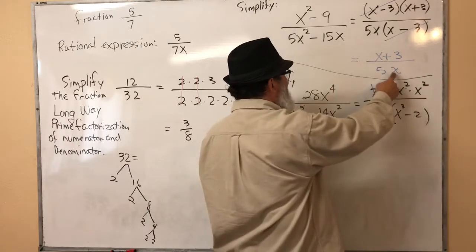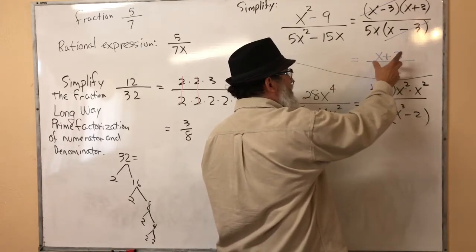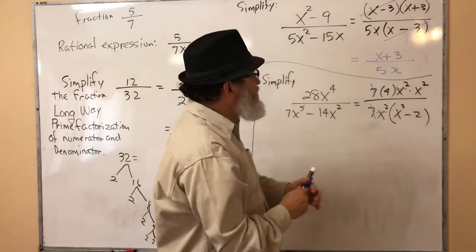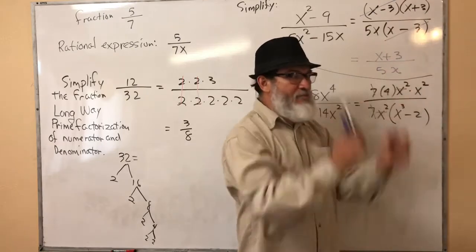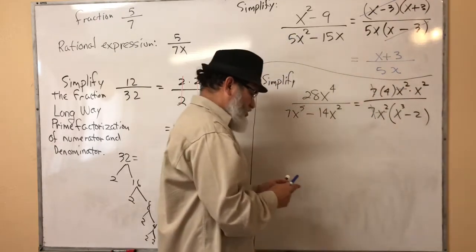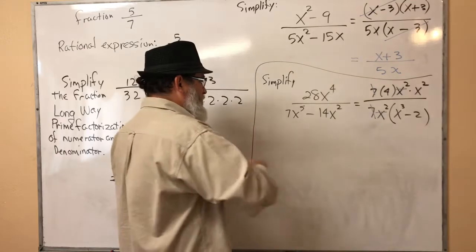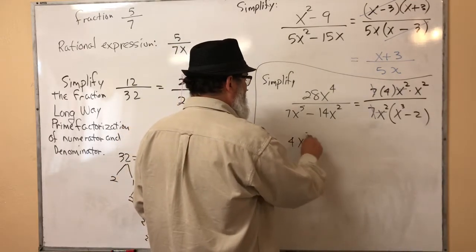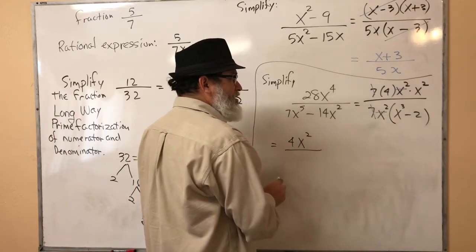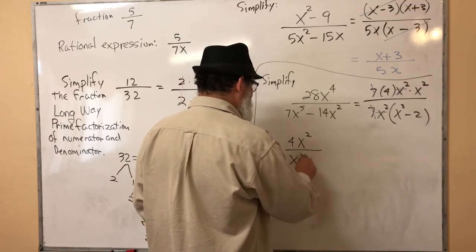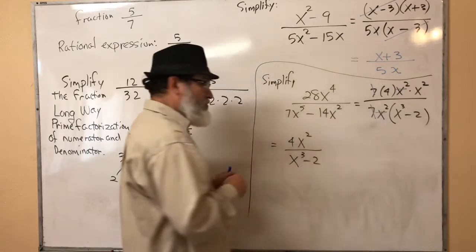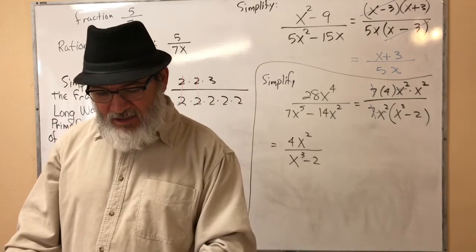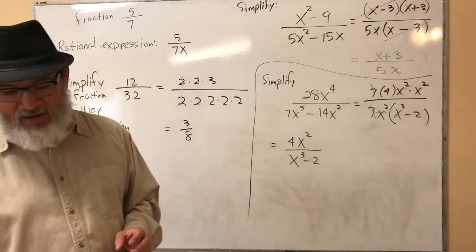You cannot cancel this x and that x. Because this x plus 3 belongs together. It's a factor. It was a factor from the very beginning, look. So you can't break them apart. So what's the answer for the bottom? The answer is going to be what? 4x squared divided by what? Divided by what? X cubed minus 2. There you go. And that's how we simplify.